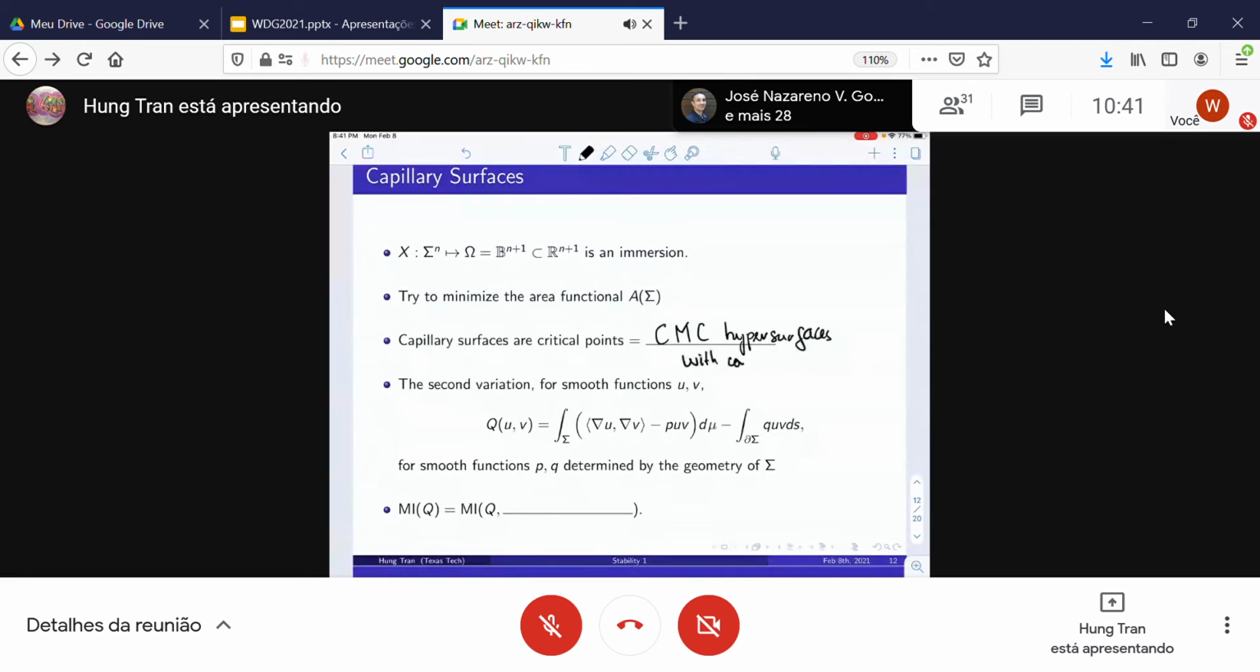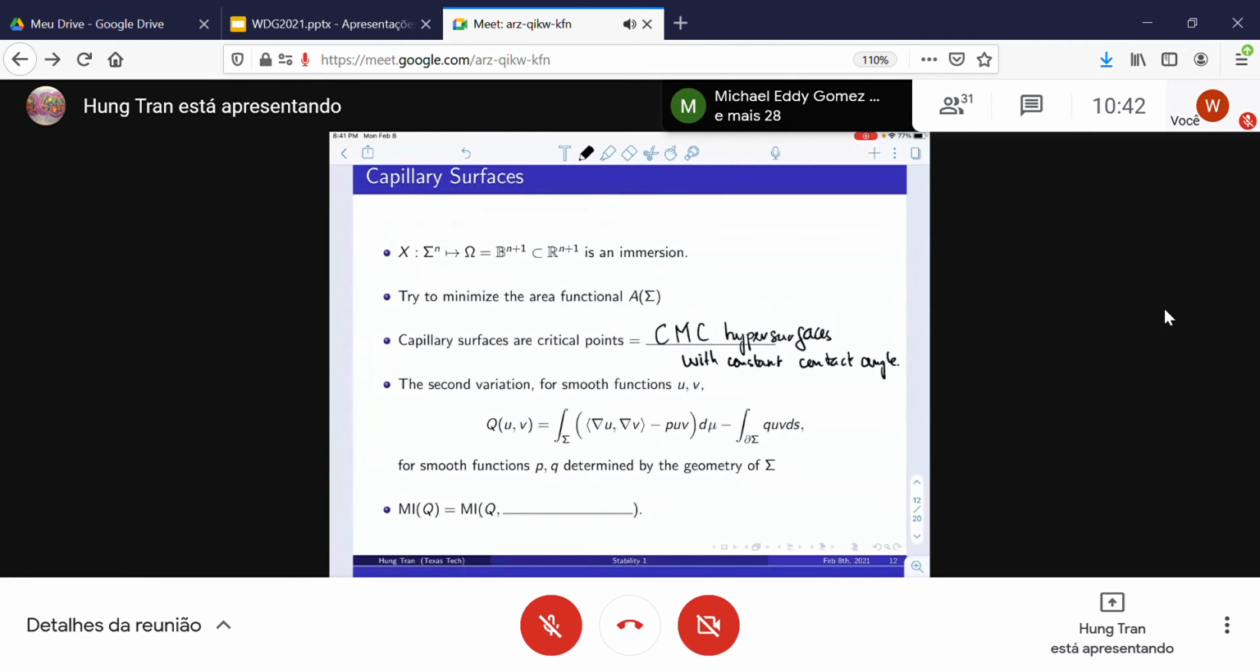With constant contact angle. So the contact angle here is actually the intersecting angle, how the hypersurface intersects the boundary of the ball. And so basically here the critical points are characterized by two conditions: constant mean curvature on the interior and the constant contact angle along the boundary.